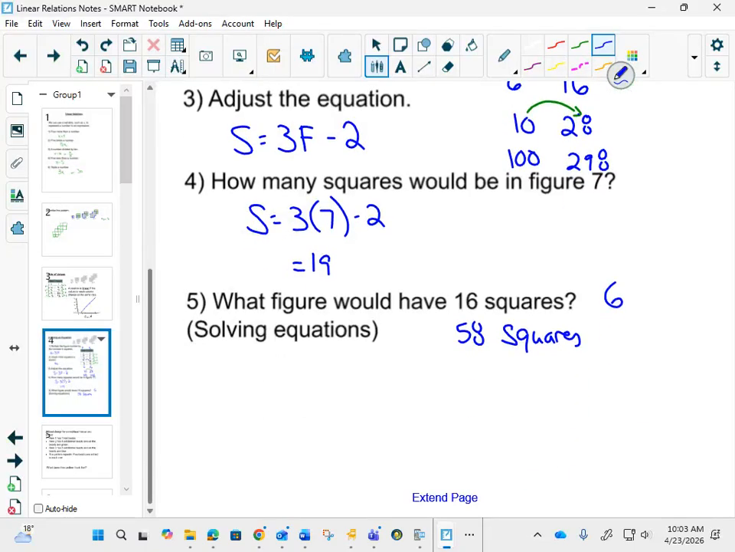So I'm going to show you a little bit of formula work. We figured out the formula. The relationship was you take the figure number, times it by 3, and then subtract 2. If something had 58 squares, that means I could put a 58 for the number of squares. 3 times something minus 2 has to equal 58. 3 times 20.